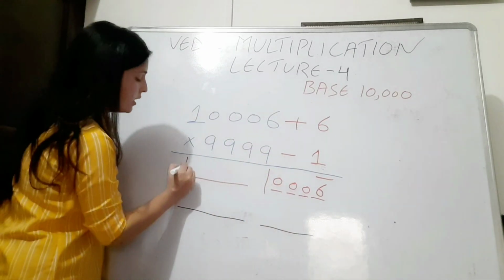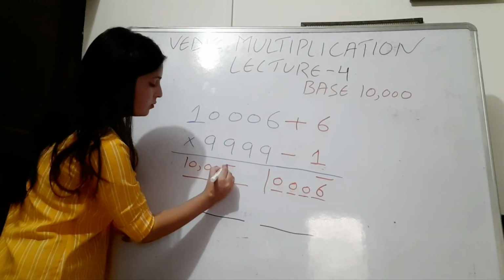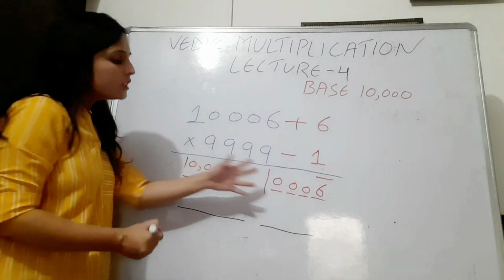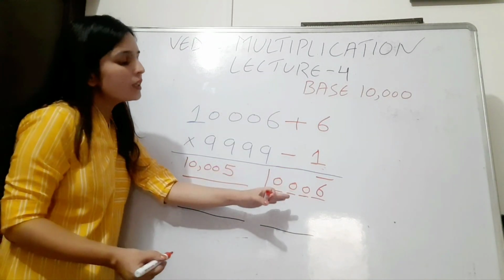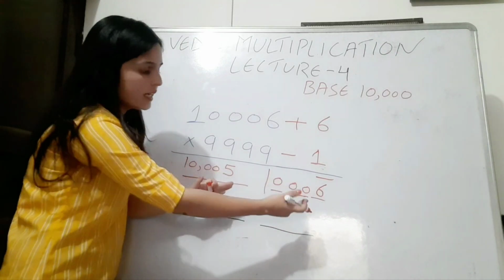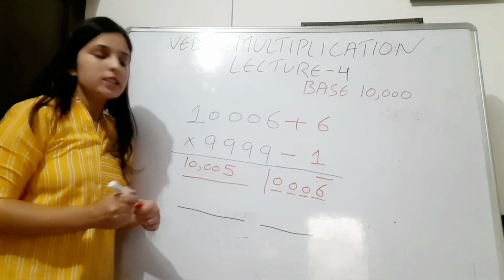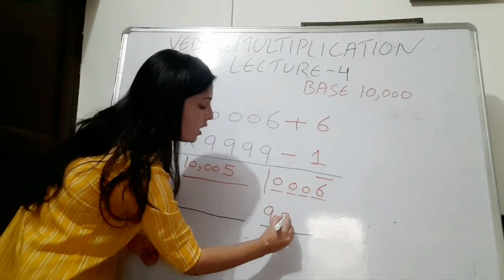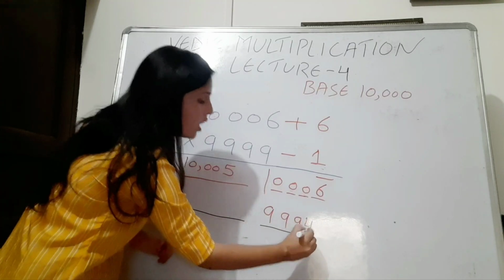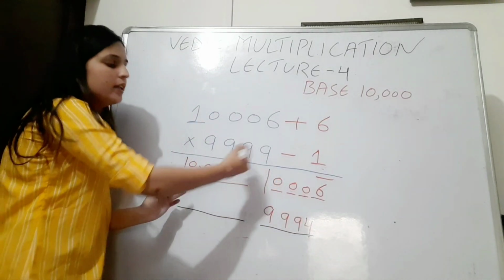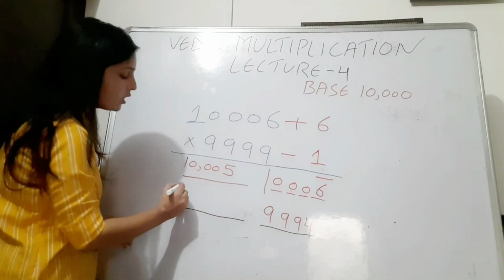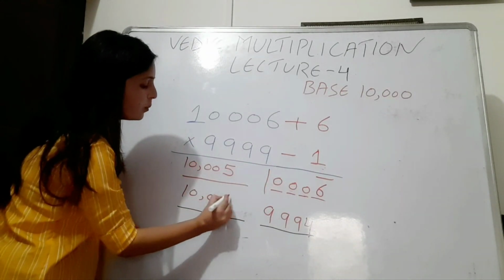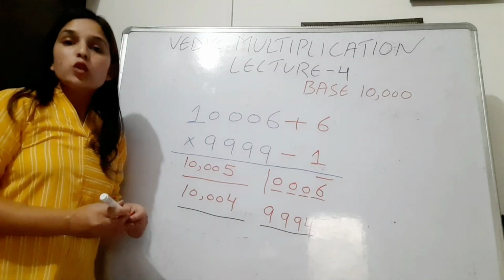10,000 minus 1 is 10,005. So this is the answer, but there is a bar and we have to remove the bar. This means it is 6 less than 10,000. 10,000 minus 6 is 9,994. So here we have taken a carry from here because here there was only 6. When we take a carry from here, 10,005 becomes 10,004. So this is the answer.